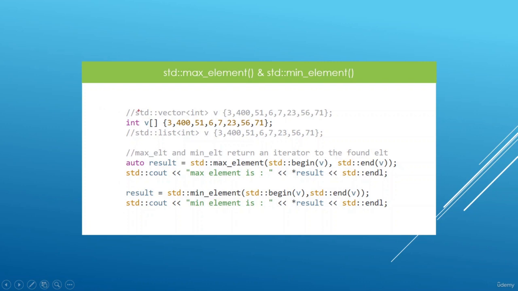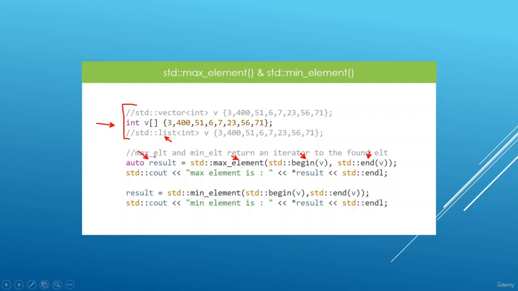Here we have our collections, which can really be anything. We have a vector, a raw array, and an std list. We're going to call the max element algorithm, and we're going to pass in the beginning iterator and the end iterator, and this is going to give us the maximum element, and that's going to be returned and stored in an iterator that we get here.